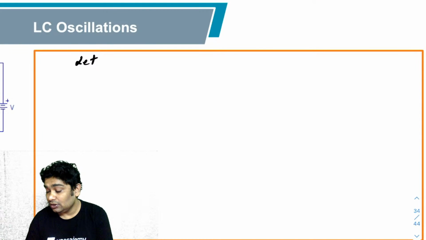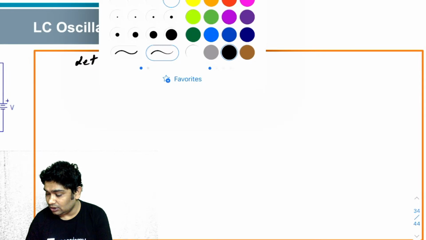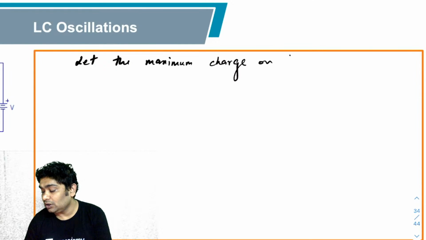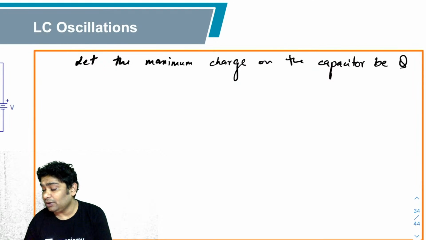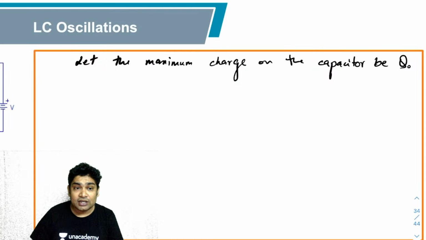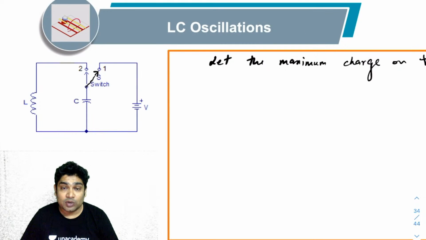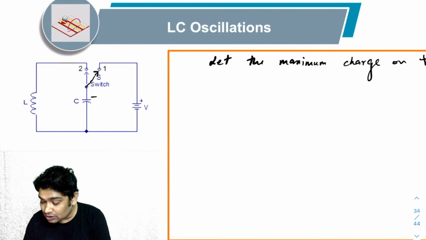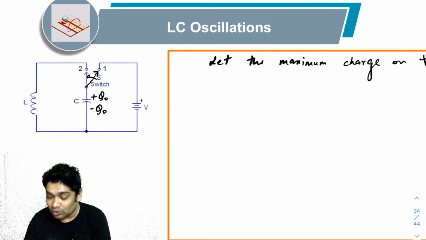Let the maximum charge on the capacitor be capital Q naught. So I first make this switch to position number 1. Assume that this plate gets a plus Q naught charge, and this plate gets a minus Q naught charge. Now I shift it to position number 2.